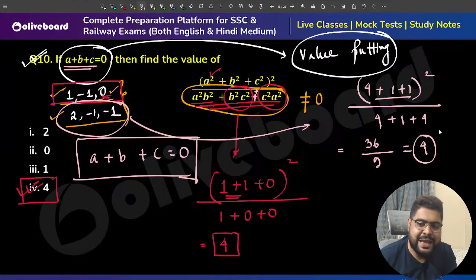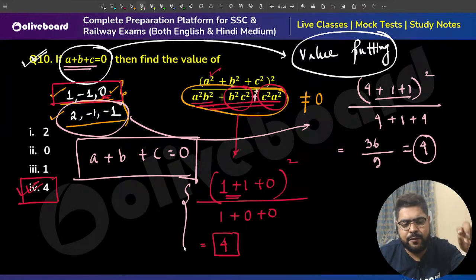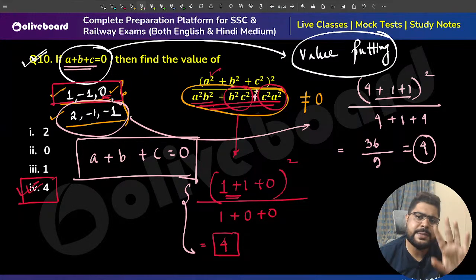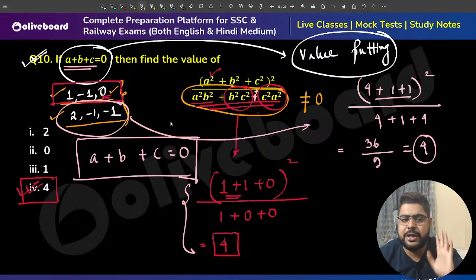But you see, here the calculations are bigger than this. That is why I always say, if it is possible to put this 0, always put it.